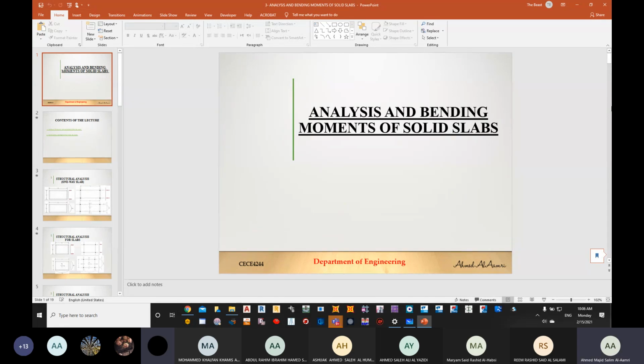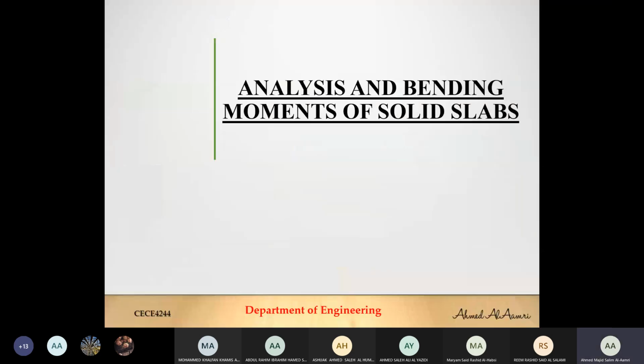Okay, so now if we go and see, once again, the session is named Analysis and Bending Moment of Solid Slabs. So we are going to learn how to understand the behavior of solid slabs, how to find the bending moments, and then later, after we get the final bending moments, we'll be able to design. Without finding the bending moments, without understanding the behavior of slabs, you will not be able to find the reinforcement.